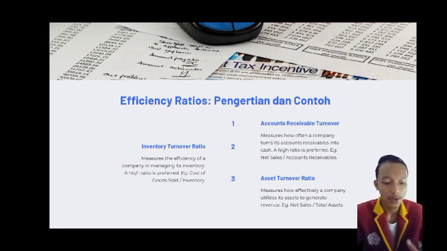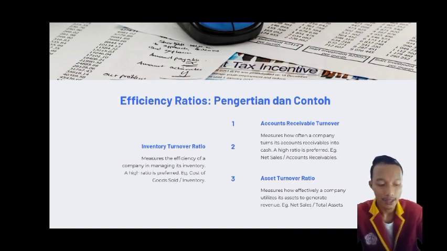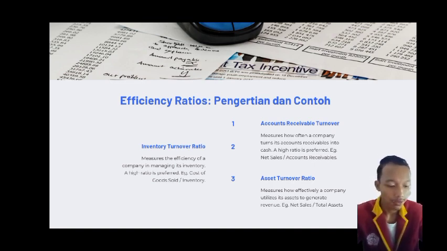Point number 2, inventory turnover ratio. Measures the efficiency of a company in managing its inventory. A high ratio is preferred, as cost of goods sold over inventory. Point number 3, asset turnover ratio measures how effectively a company utilizes its assets to generate revenue, as net sales over total assets.